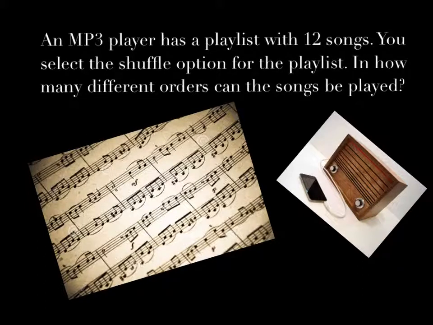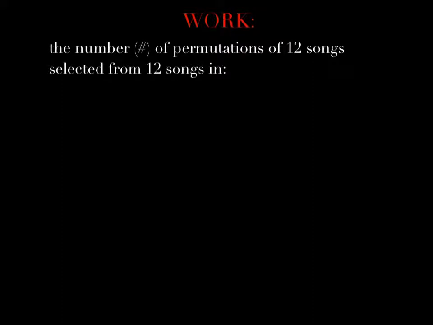Now the question is, an MP3 player has a playlist with 12 songs. You select the shuffle option for the playlist. In how many different orders can the songs be played? Okay, so what we're going to have to do to solve for how many different orders the songs can be played in is to use the concept of permutations. Now don't forget, for the concept of permutations, what you're trying to find is how many different orders these songs can be played in.